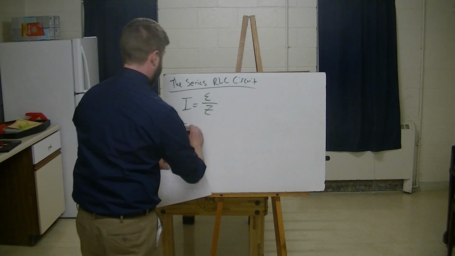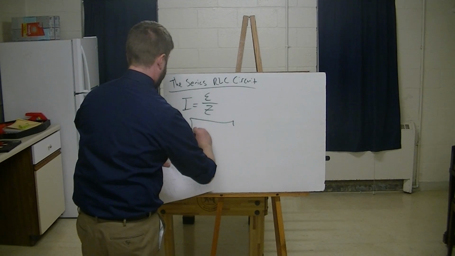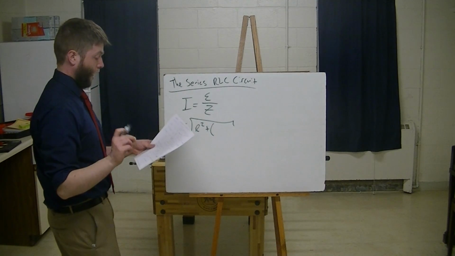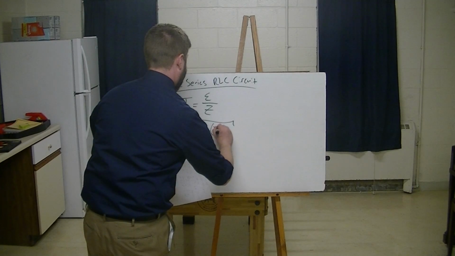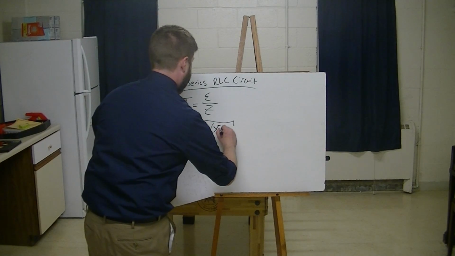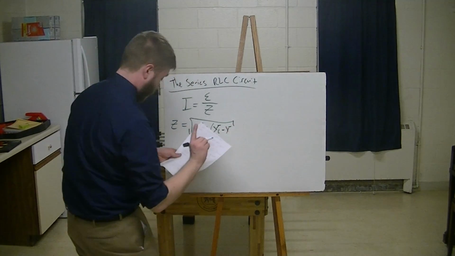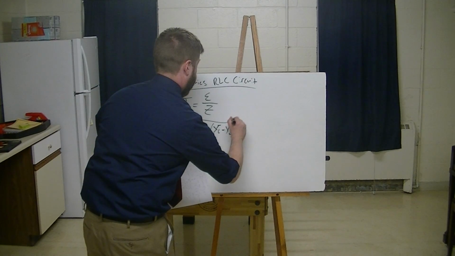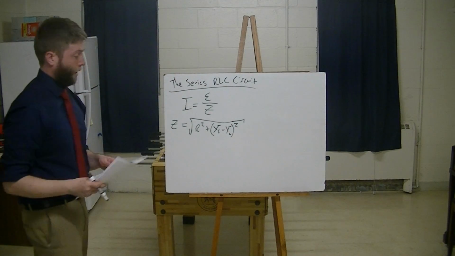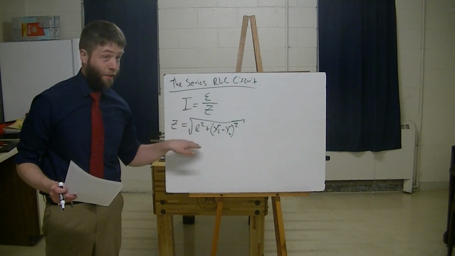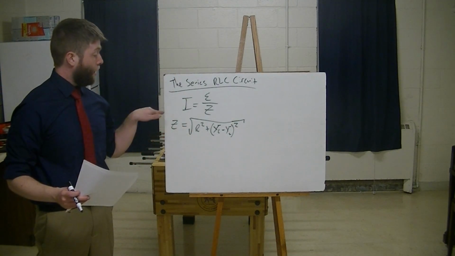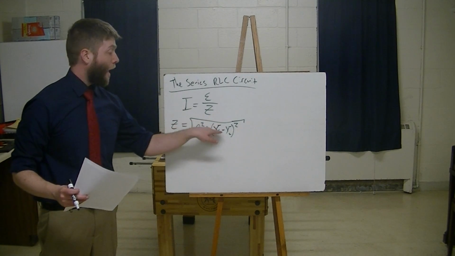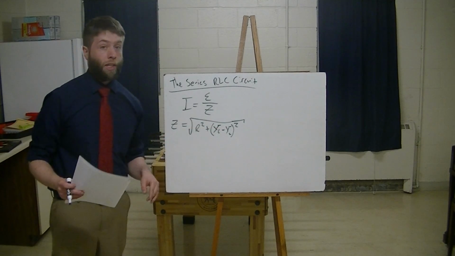Impedance is equal to the square root of R squared plus, remember those reactance terms, chi L minus chi C, the quantity squared. So this is our impedance term. Z is equal to the square root of R squared plus chi L minus chi C, the quantity squared.